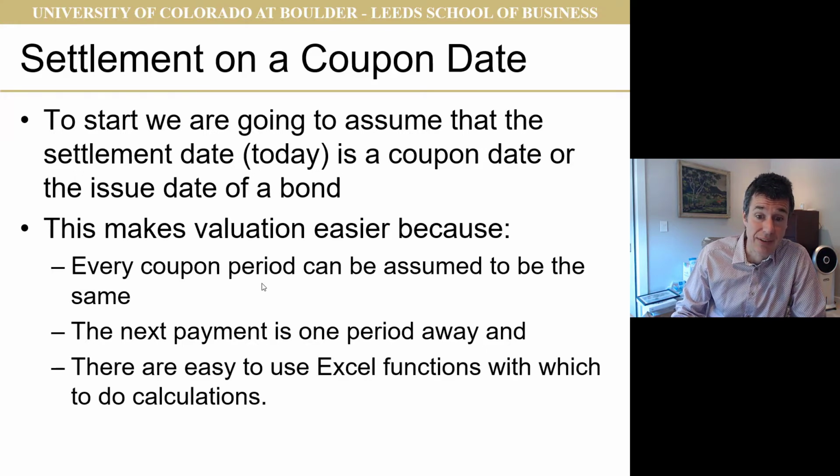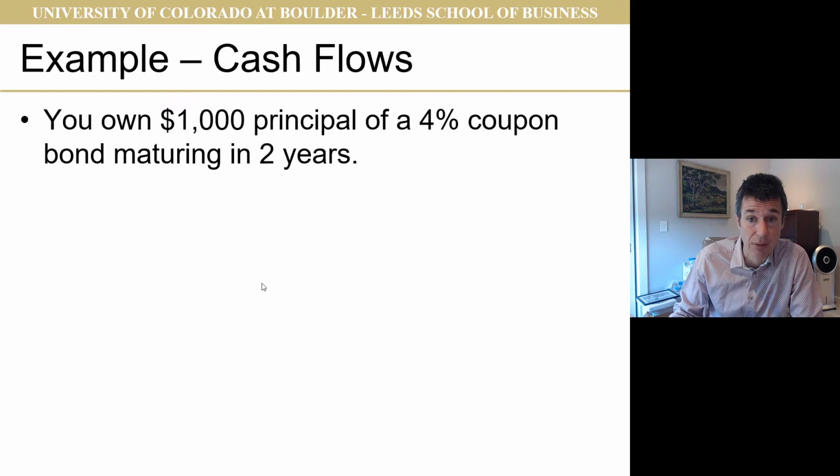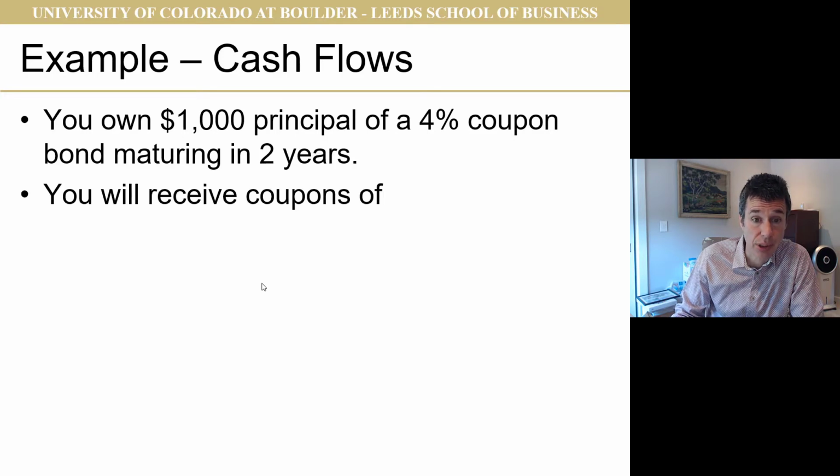And the really nice thing is there are some easy to use Excel functions with which we can do some calculations. So first off, some cash flows. You own $1,000 principal of a 4% coupon bond maturing in 2 years. You're going to receive coupons on this bond of 1,000 times 0.04 over 2, or $20.